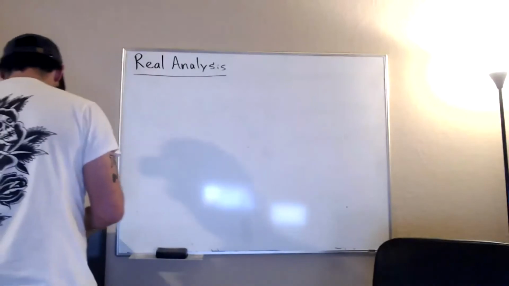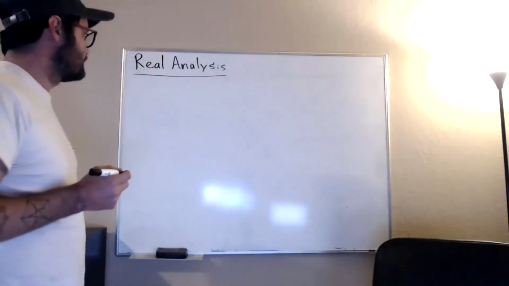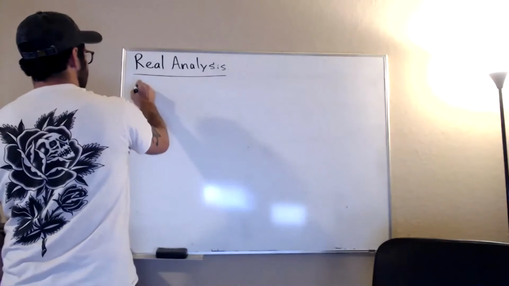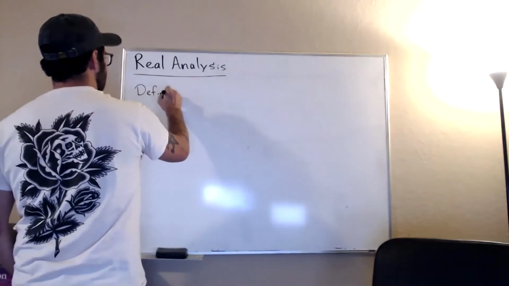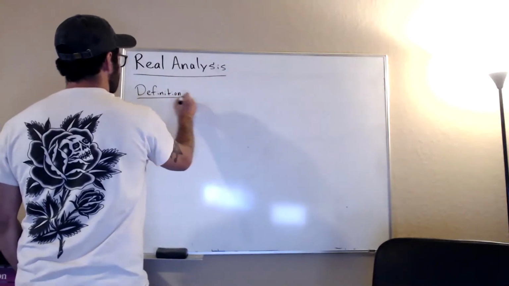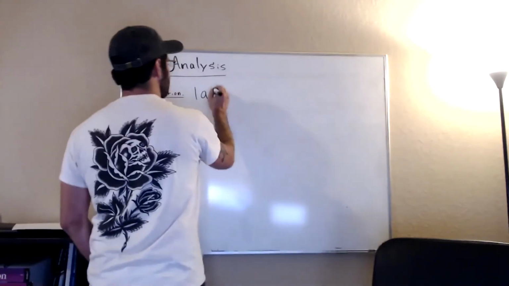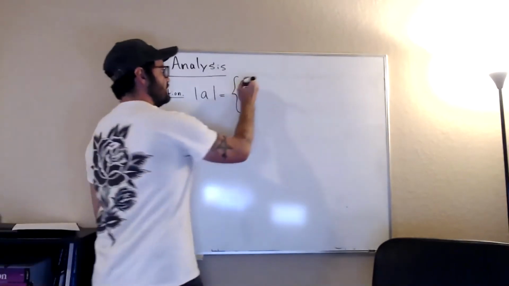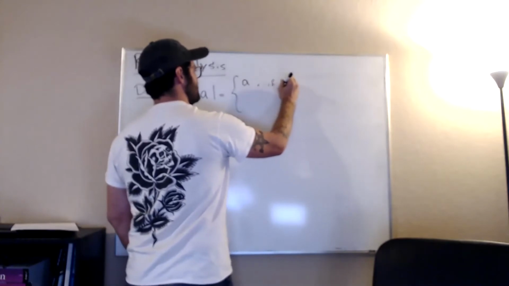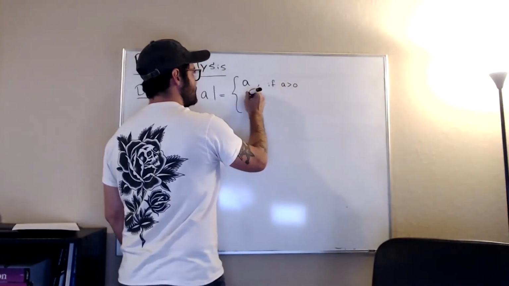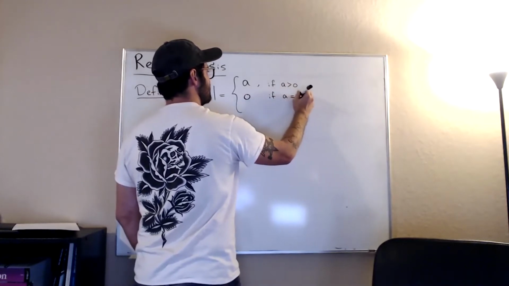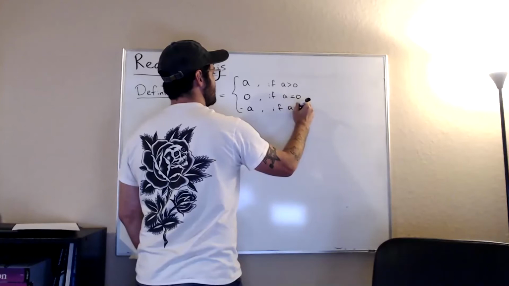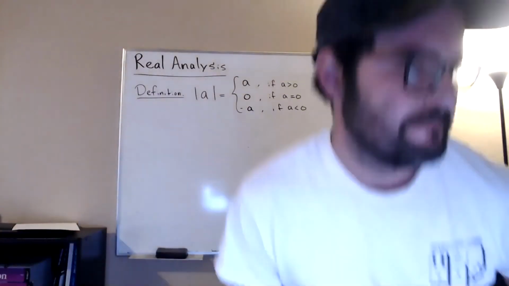Okay, so let's look at maybe another one. Another thing that pops up quite a bit in real analysis, and that's looking at absolute values. So this is the definition first. The absolute value of a real number a is equal to a piecewise function. So it's a if a is greater than 0, 0 if a is equal to 0, and negative a if a is less than 0. Okay.